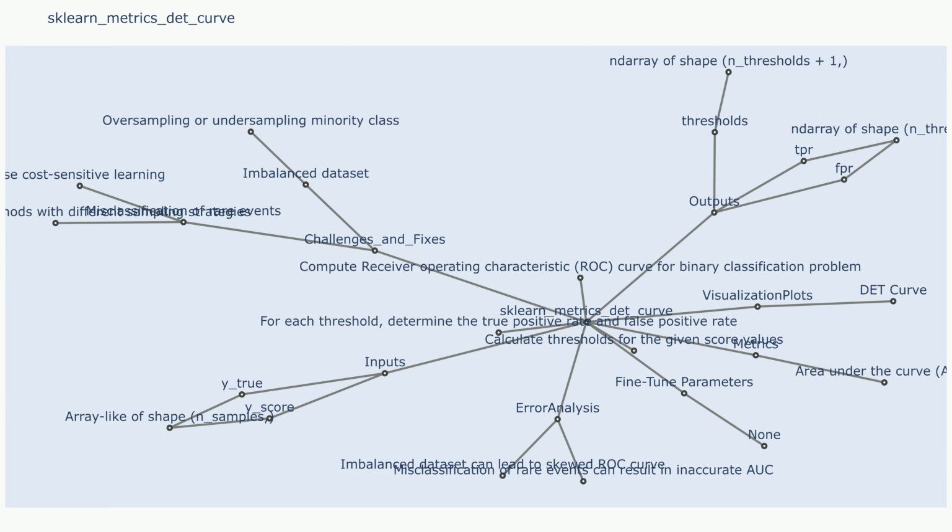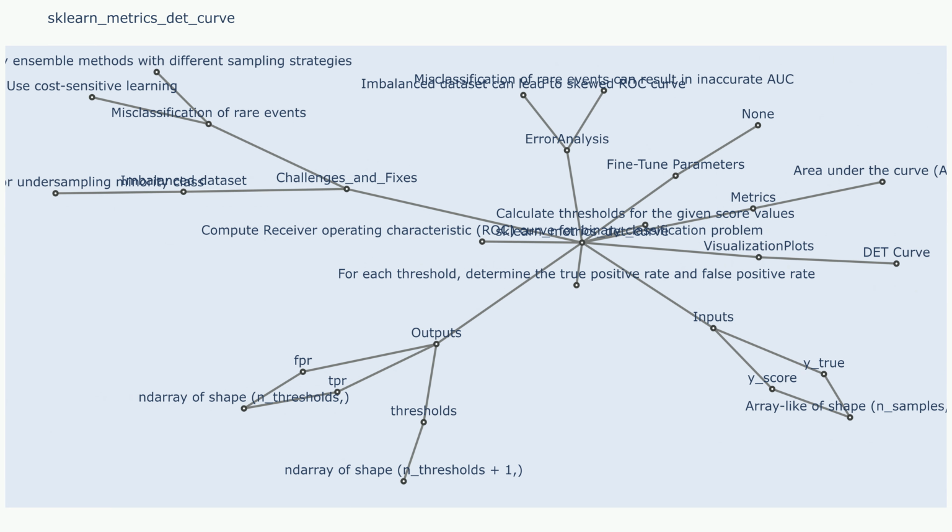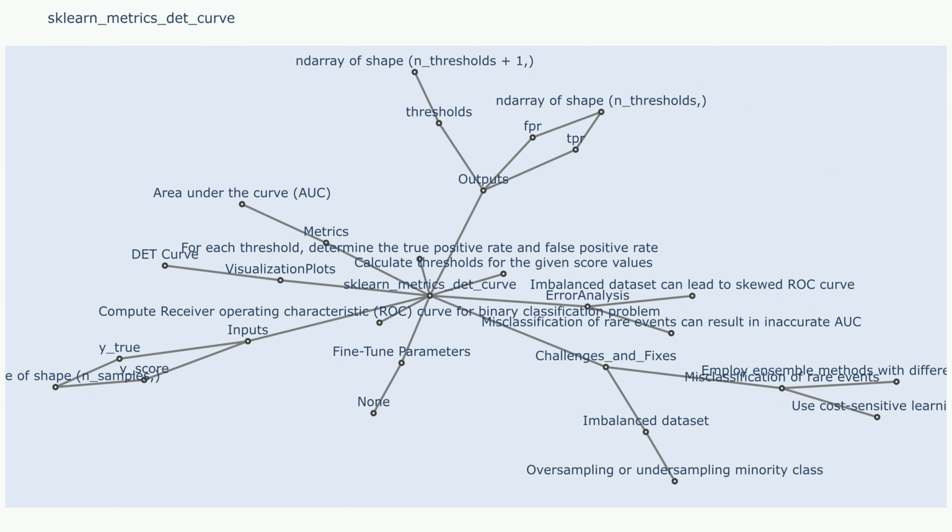Fixes to challenge 1. Use appropriate evaluation metrics. Consider using metrics such as precision, recall, or F1 score instead of relying solely on the DET curve, especially when dealing with imbalanced datasets. Oversampling or undersampling techniques, such as oversampling the minority class or undersampling the majority class, can help balance the dataset and improve the performance of the classifier on the minority class.